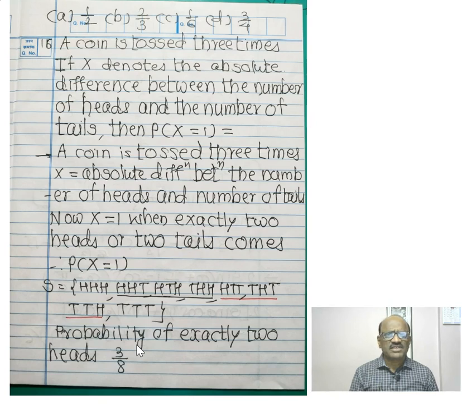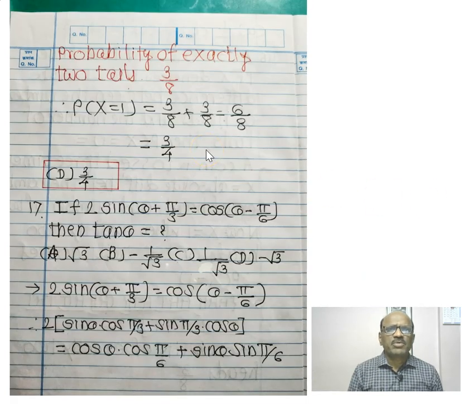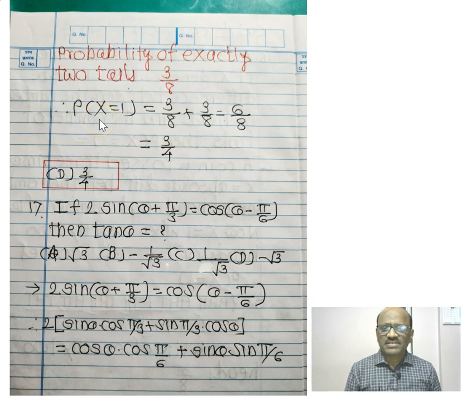How many possibilities are there? There are 2 heads, which is 3 by 8. Now next, the probability of exactly 2 tails is also 3 by 8. Therefore, the difference must be 1. It will happen when there are 2 heads or 2 tails, and their probability is 3 by 8 plus 3 by 8, that is equal to 6 by 8, which is nothing but 3 by 4, and hence option D is the correct one.